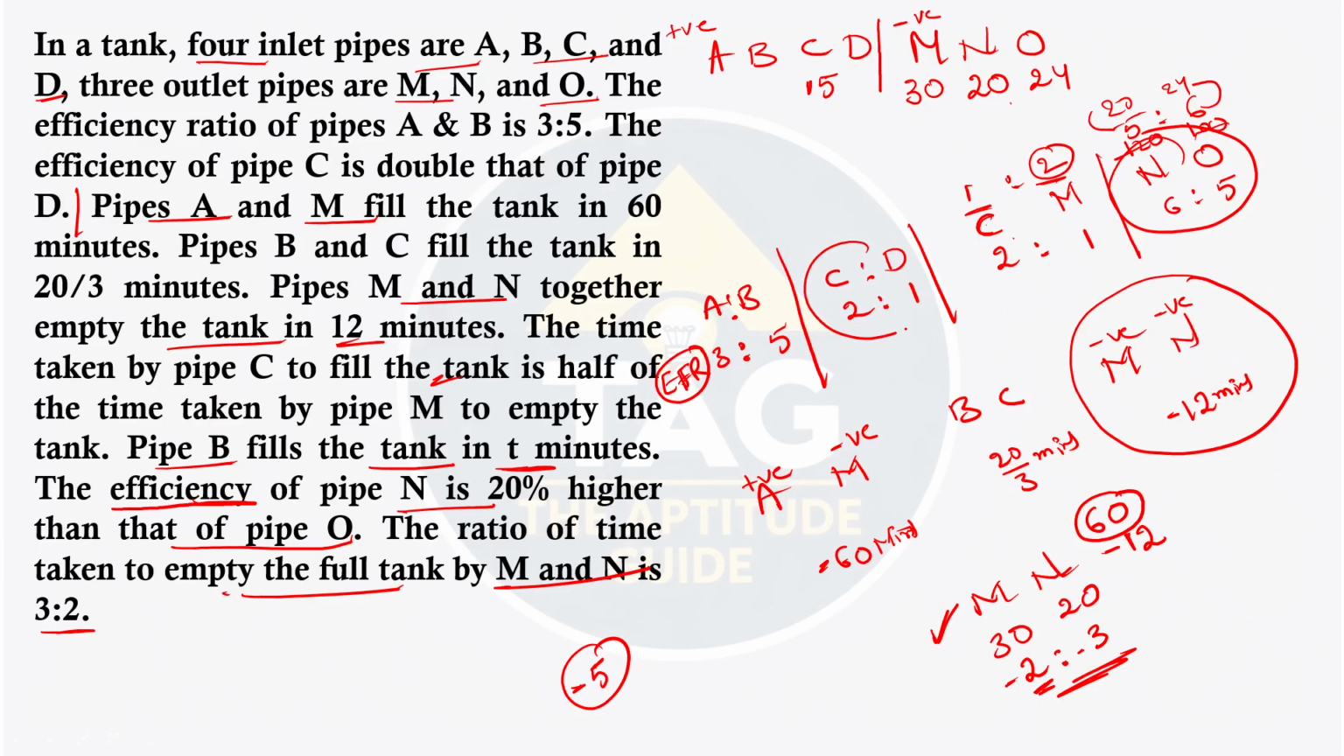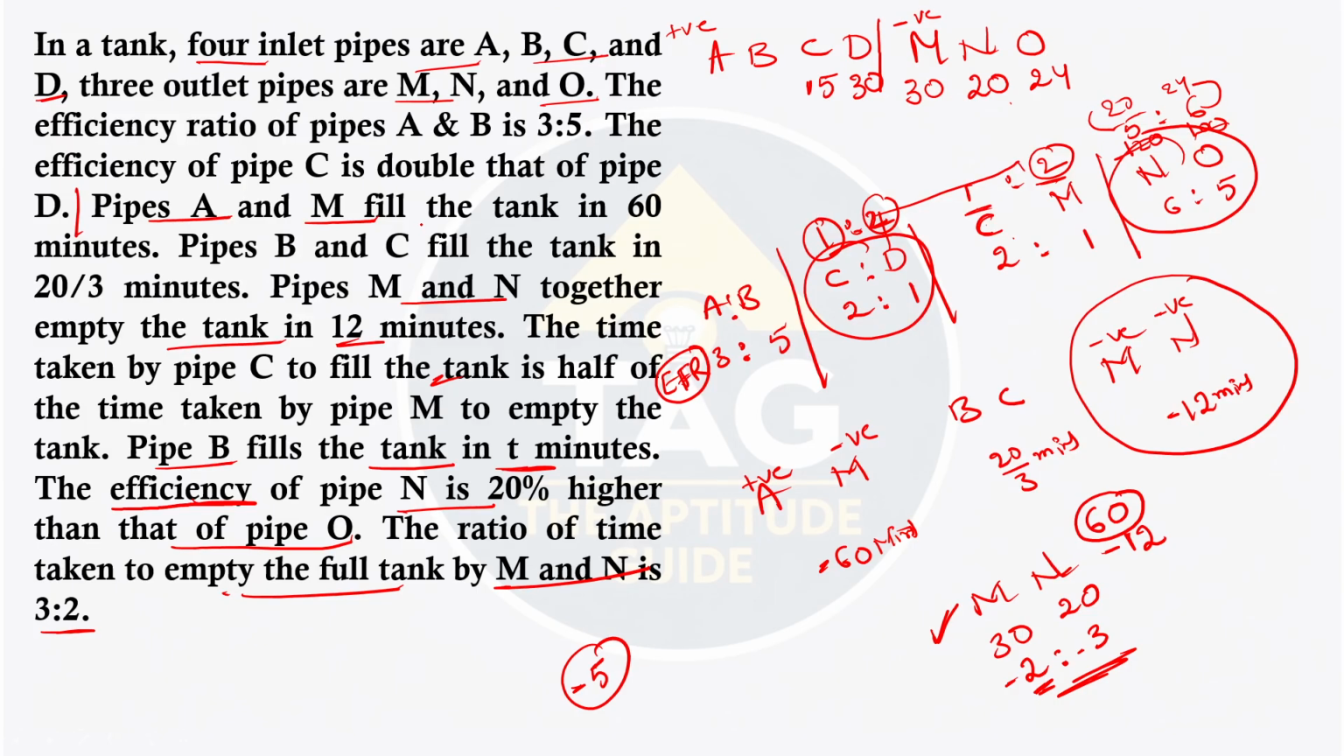Previously, we understood that the efficiency of D and M are the same. So if C's efficiency is 2, D's efficiency is 1. So the time ratio of these two will be 1 is to 2. If C can fill the tank in 15 minutes, D takes double the time. So as C is 15, D has to be 30.